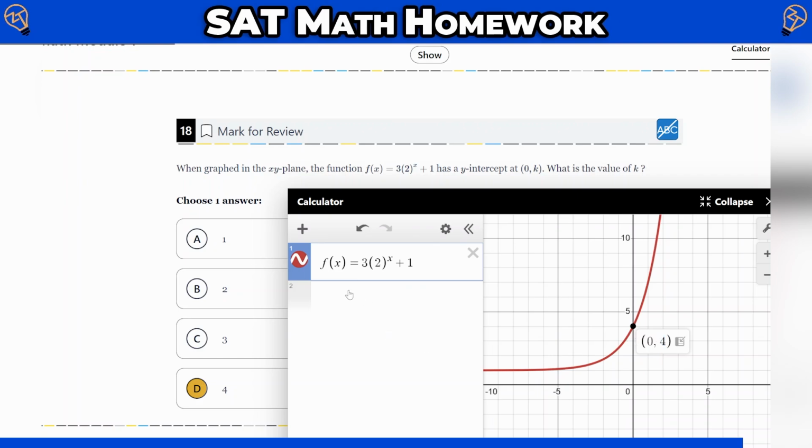Now, what else I could have done is instead plug in 0 using this function notation. So I could just type in 0 for x. And notice it gives us the y-coordinate is 4, making the correct answer D.